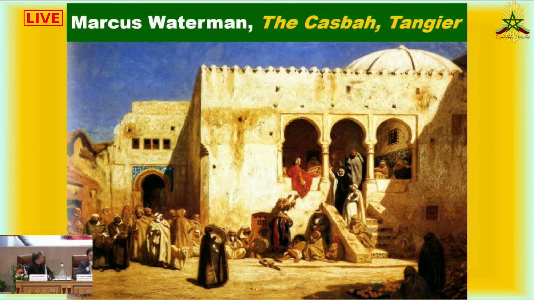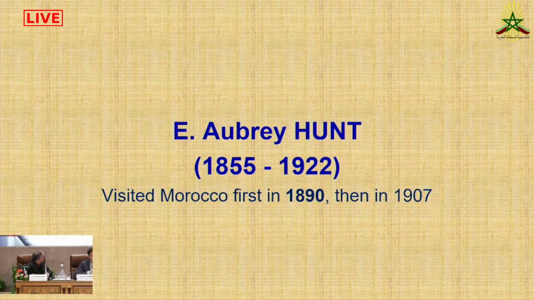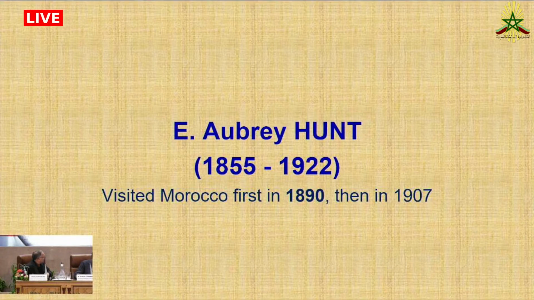We say that he is more Oriental than his fellow American citizens. This is a scene which includes, as you can see, an animal which is neither a dog nor a lioness. It's more a lioness than a dog. Aubrey Hunt visited Morocco first in 1890, then in 1907.